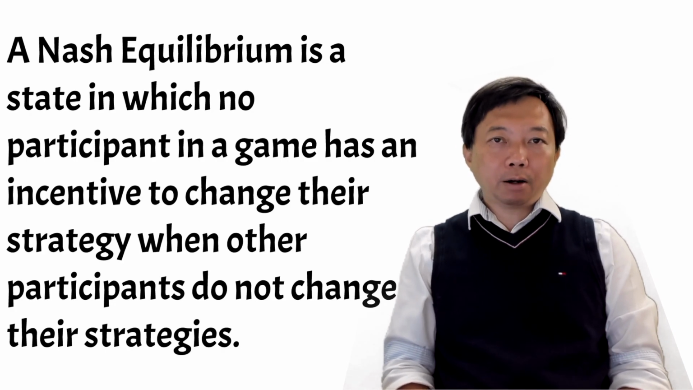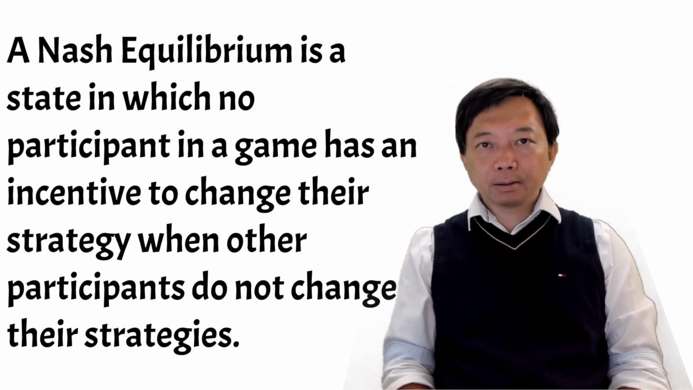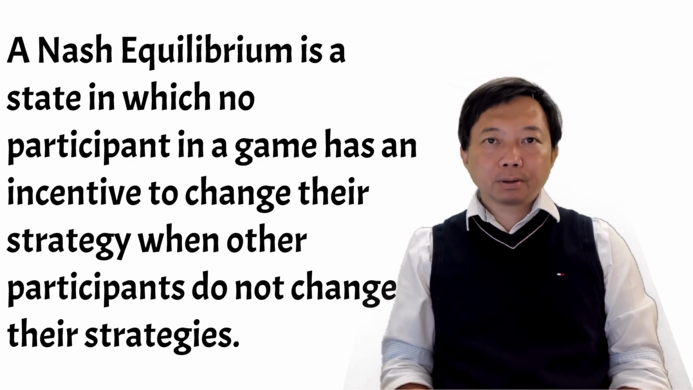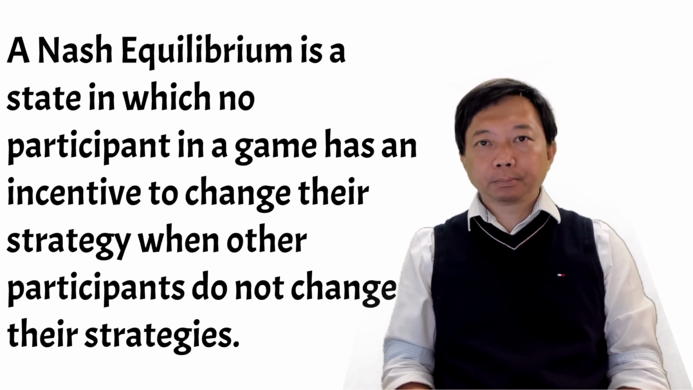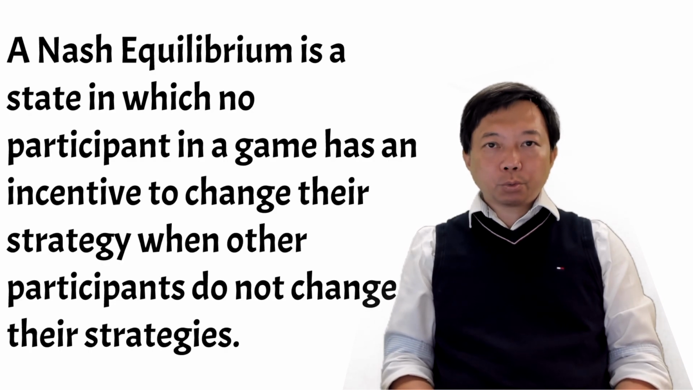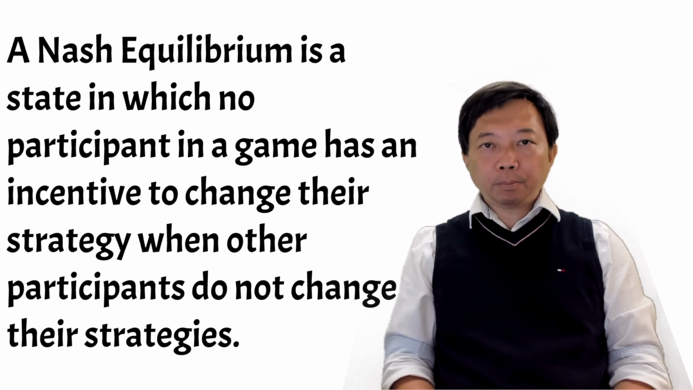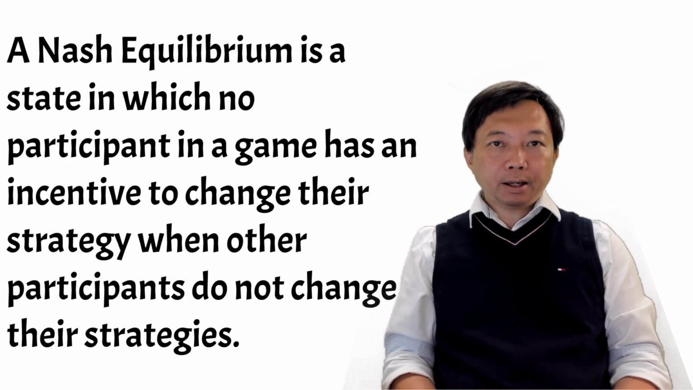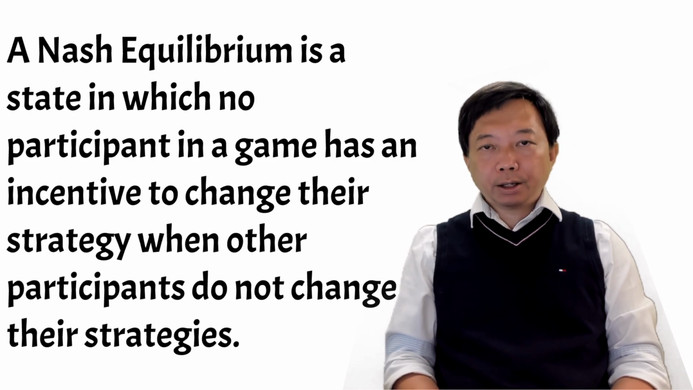In the example of the prisoner's dilemma, both suspects choosing to confess is a Nash Equilibrium. Given that the other suspect does not change his strategy of confessing, if he changes his strategy from confessing to not confessing, the suspect's sentence will increase. Neither player has the incentive to change his strategy.